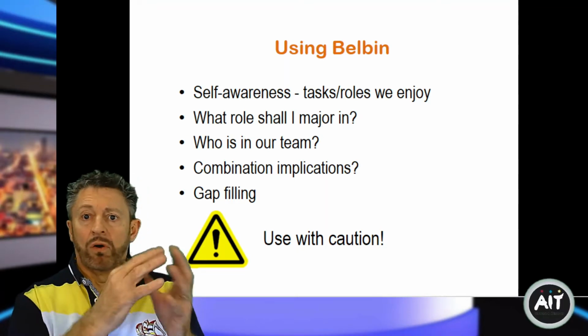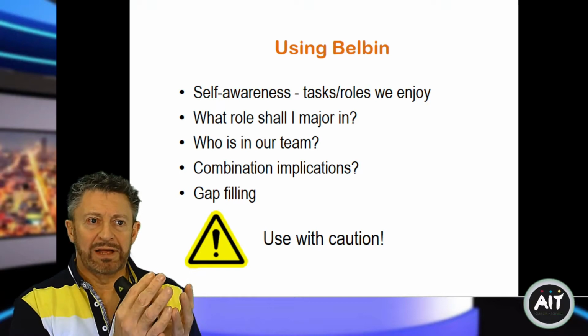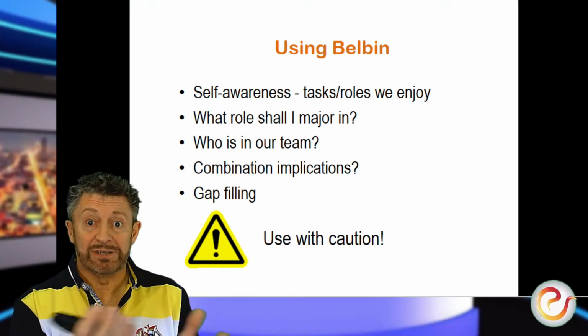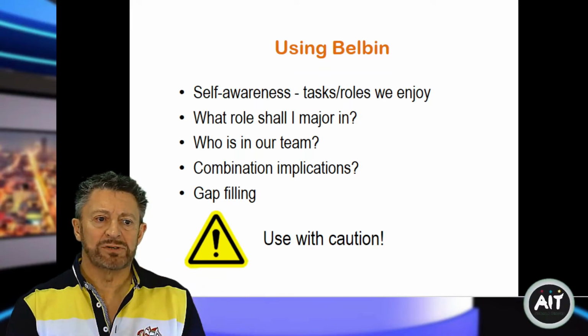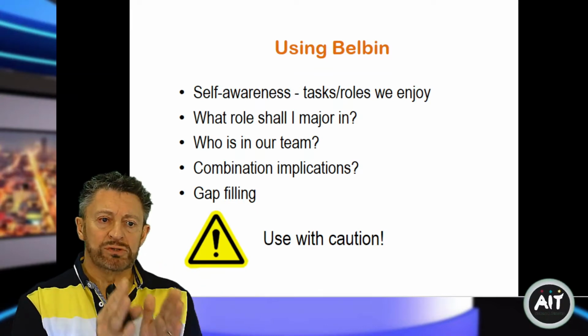So we might have a lean towards all plants, in other words, ideas persons, but we need people to do the work and so on. So we need to have these secondary roles. That's why it says use with caution.